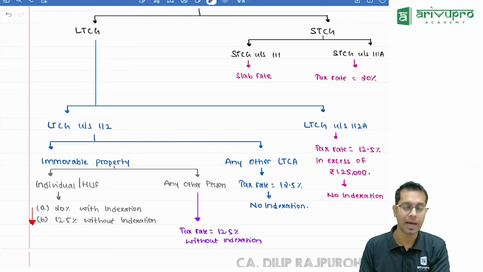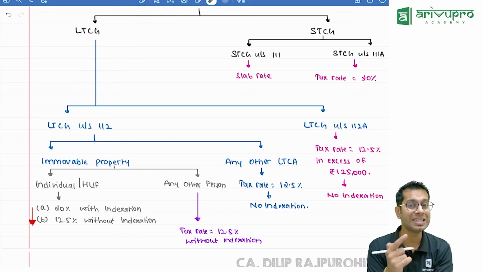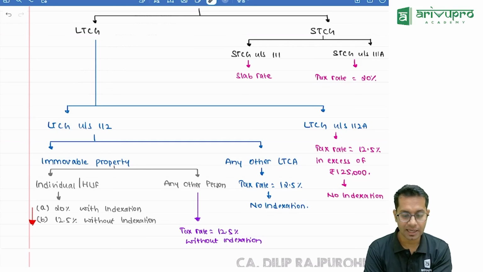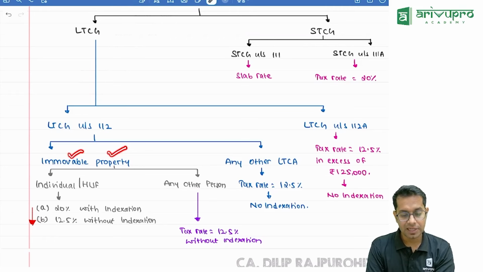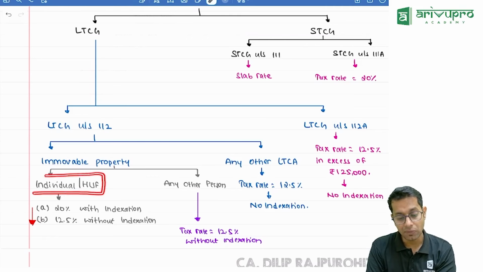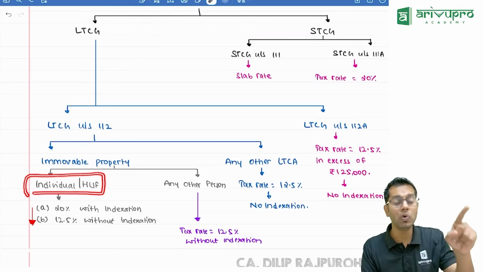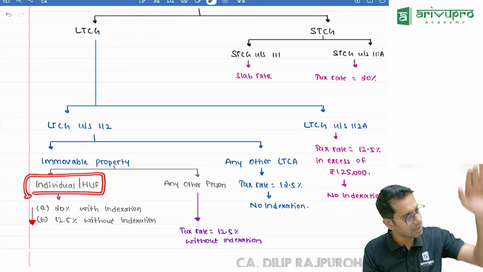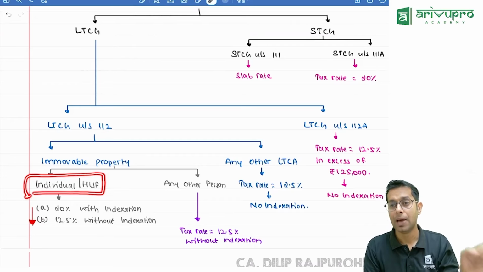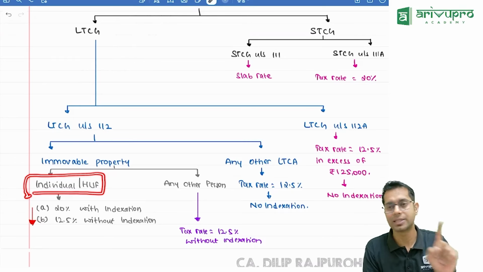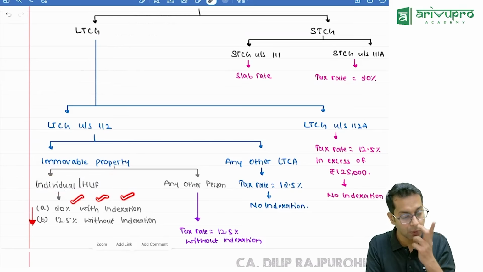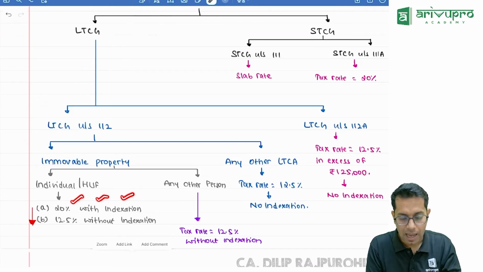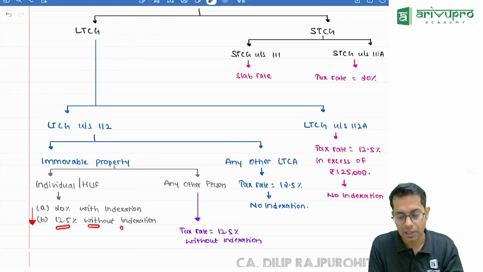Now here, if it is taxable under 112, I should see what is the asset which is getting transferred. Suppose that asset is an immovable property. If an immovable property is transferred by an individual or an HUF, for computing capital gain, no problem, just compute without indexation. But for computing the tax amount, take 20% with indexation. Meaning compute the gain by taking indexation and take 20%, or take 12.5% without indexation.